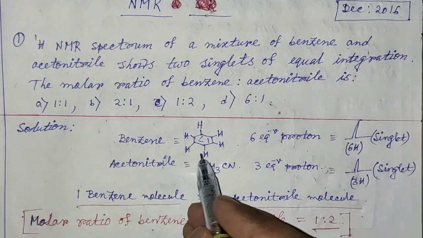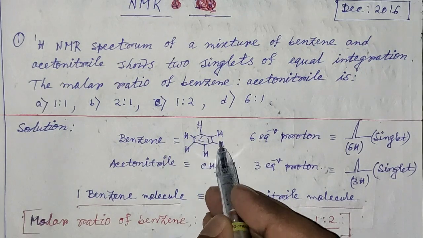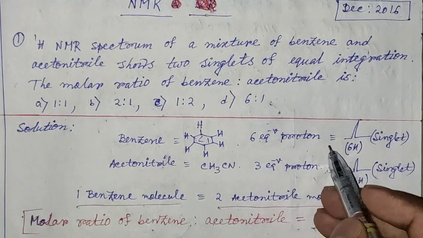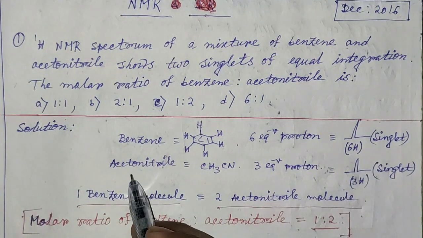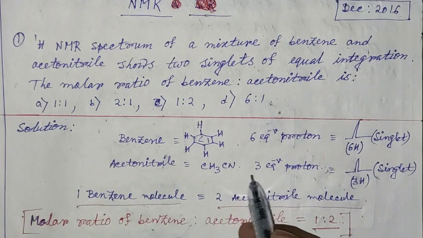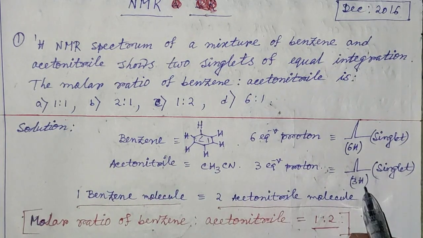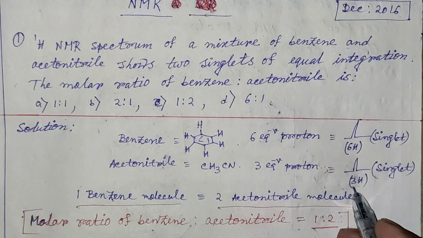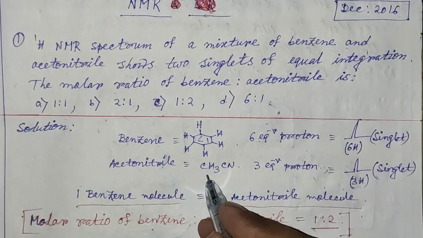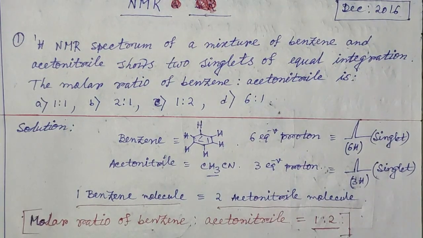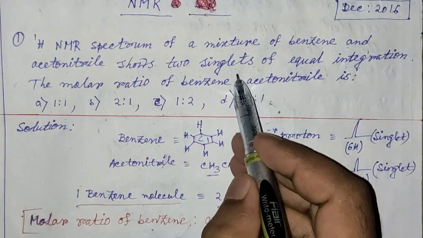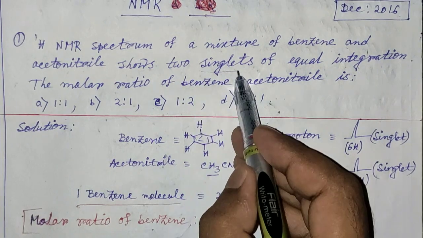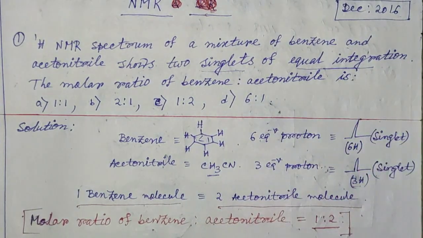Now from the structure of benzene we can see that all the 6 protons are equivalent, and this will give a singlet peak for which integration corresponds to 6 hydrogen atoms. On the other hand, acetonitrile will give a singlet peak whose integration corresponds to 3 hydrogen atoms, since these 3 protons are equivalent. Now in the question it was given that there arise two singlet peaks of equal integration.